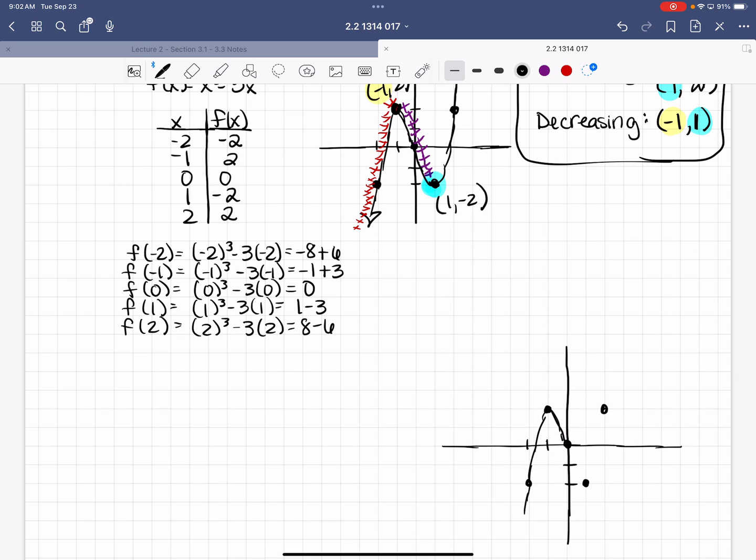You'll notice we talked about this point right here, the negative 1, 2, because he got up there and started going down the hill, and then he got over here to 1, negative 2, and started going back up. This negative 1, 2 right here is known as a relative maximum, and this is a relative minimum.